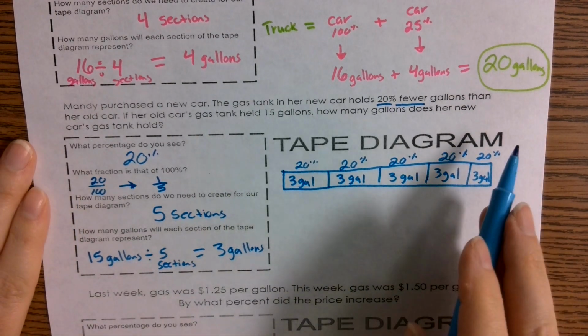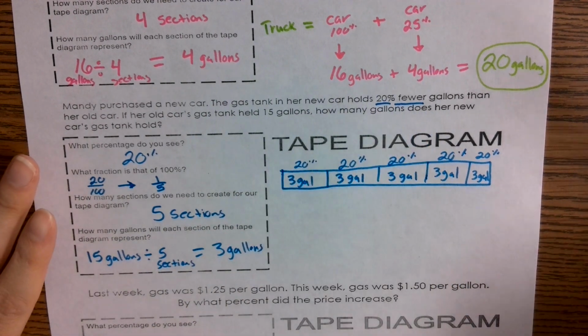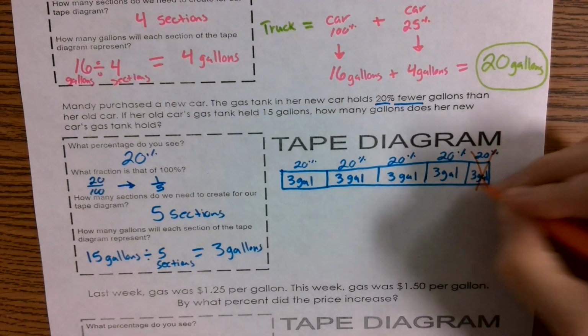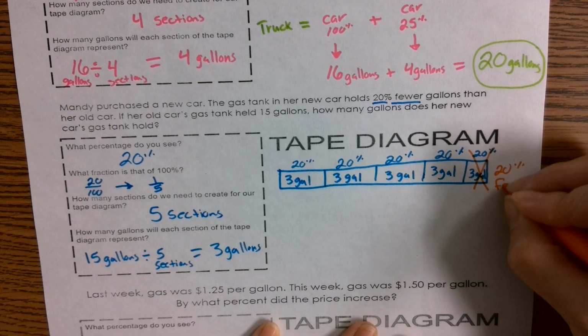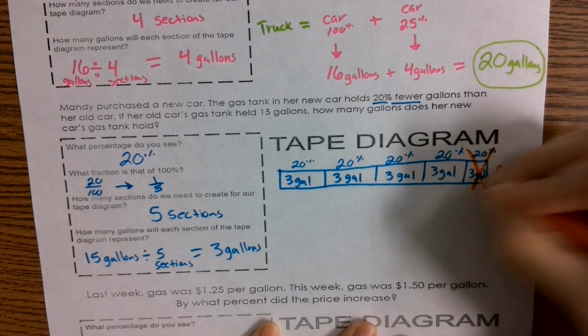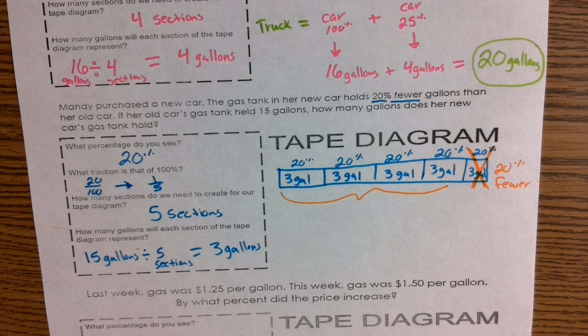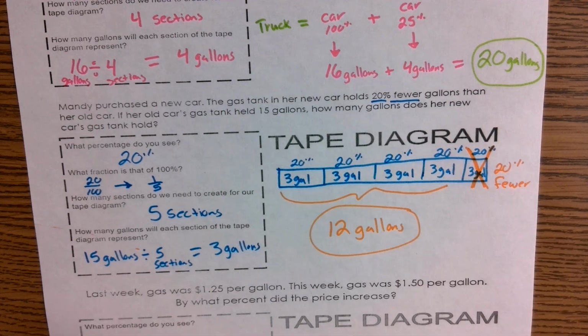Now, the question says that her new car is 20% fewer. So what do I have to show in order to do 20% fewer? Subtract 20%. So I'm going to take 20% off. To show it's 20% fewer, I'm going to remove one of the 20%, which means what is remaining is the size of her new tank. What is that value? 12 gallons. Okay, so we're going to stop here.